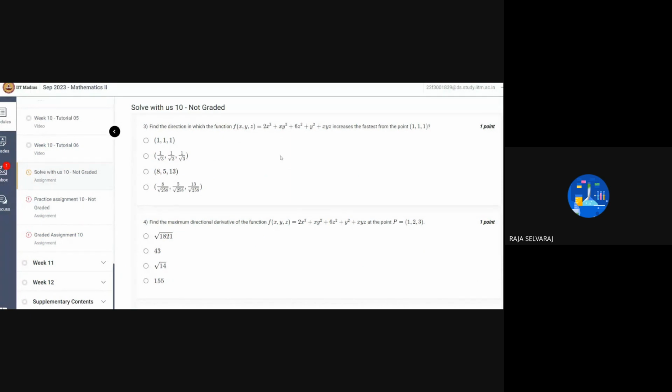Okay, what we are doing here? 6x square. Let's just check. 6x square. Here, for the third question, the last option is the correct one, which is the division of the del f divided by the norm of that.